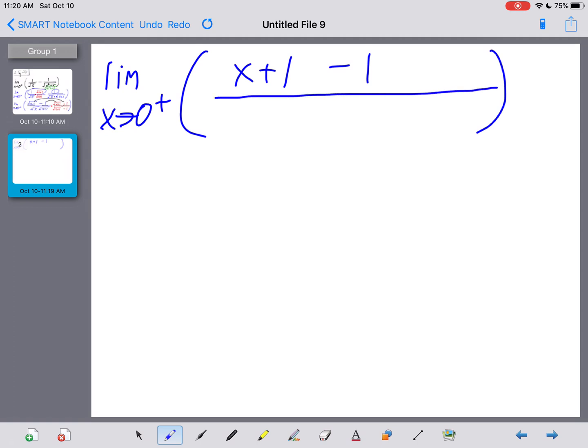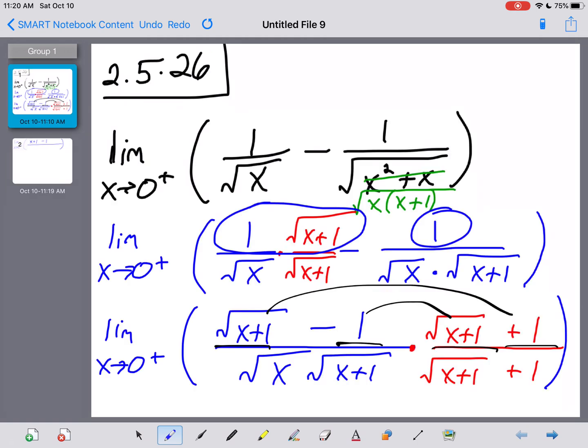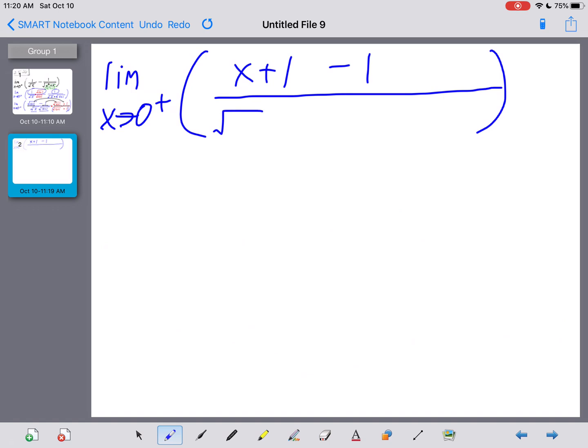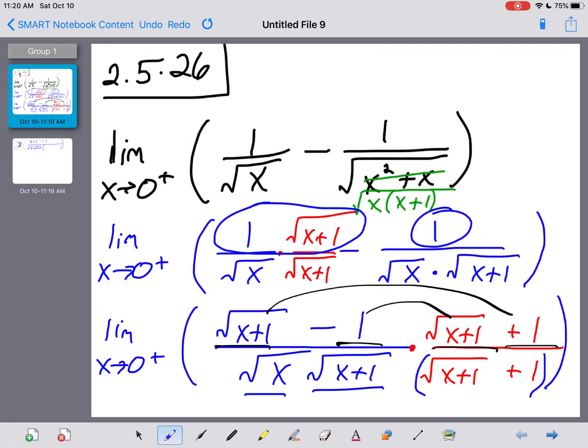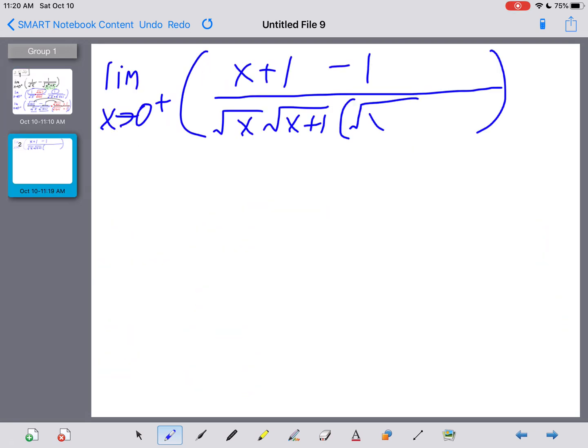Now the denominator is an absolute disaster right now. That is going to be the product of the square root of x times the square root of x plus 1, and then I'm going to leave it multiplied by this binomial factor here. So, that's a mess. So the square root of x times the square root of x plus 1 times, in parentheses, let me make sure I've got this right, square root of x plus 1 plus 1. Okay, that is no fun at all.